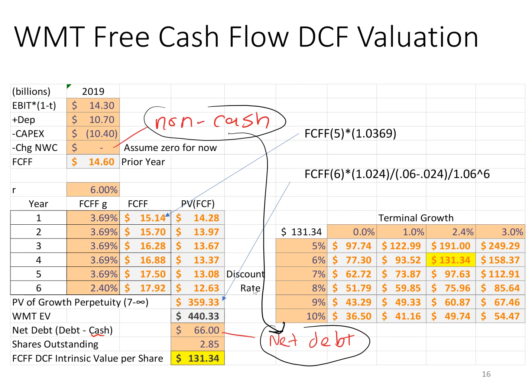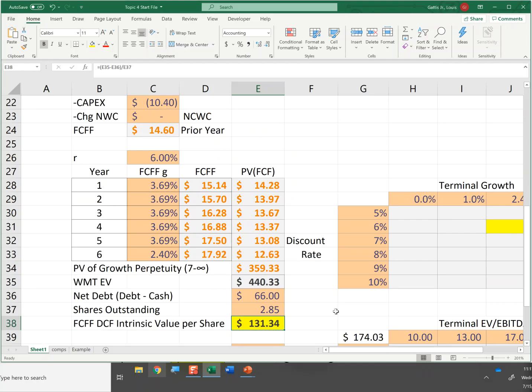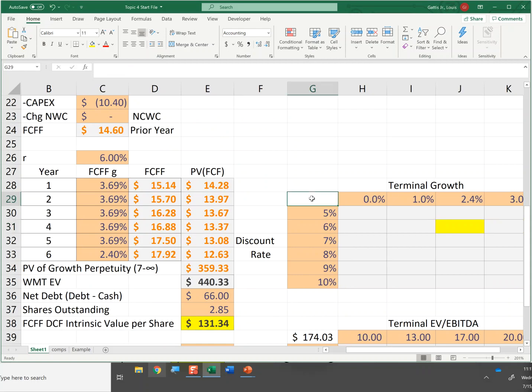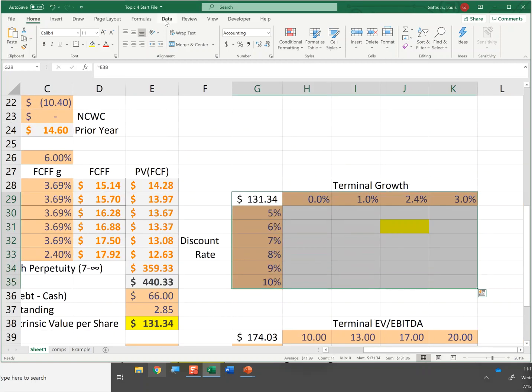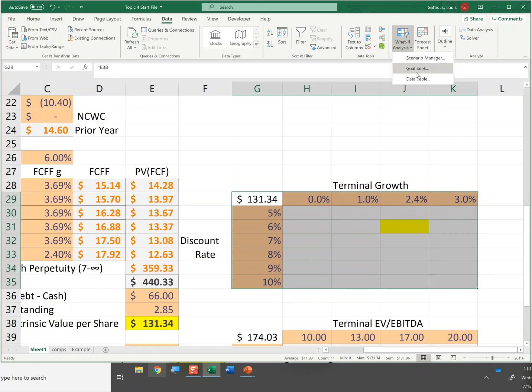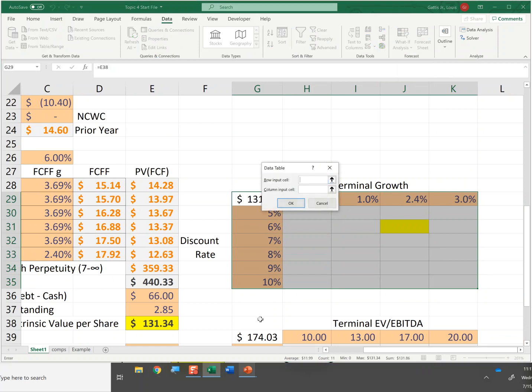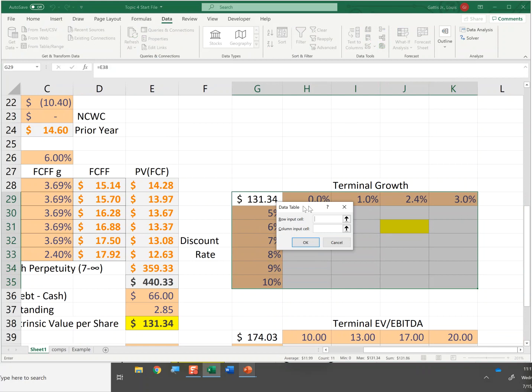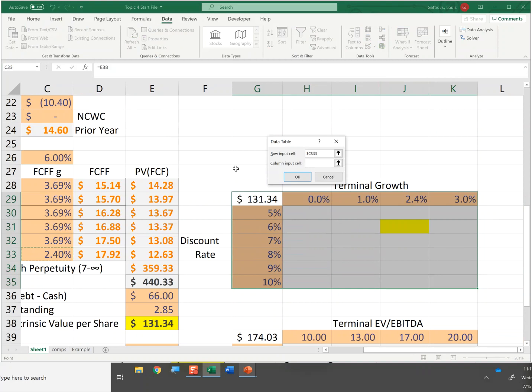So that's my valuation. Let's do a little data table, some sensitivity analysis. If terminal growth is 0 to 3% and discount rate is 5 to 10%. So I have it set up here. I'll have a link here to my valuation. I have my factors listed there. I'm going to select all these. Data, what-if, data table. My row inputs here are terminal growth rates. That's that 2.4. And my column inputs here are discount rates. That's the 6%.